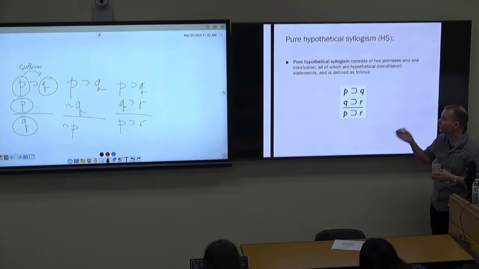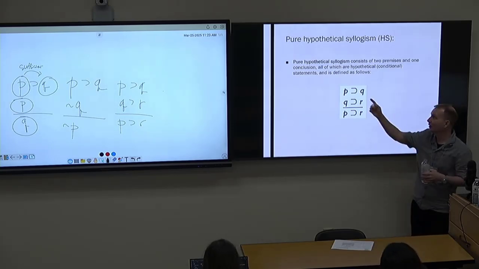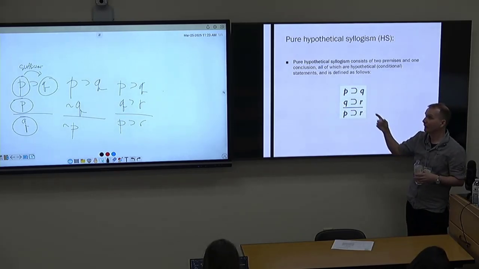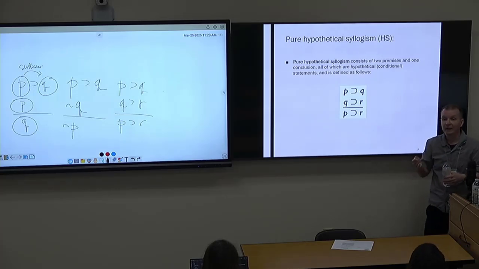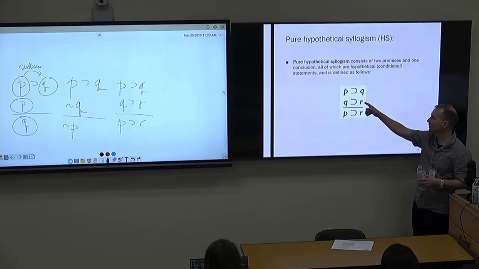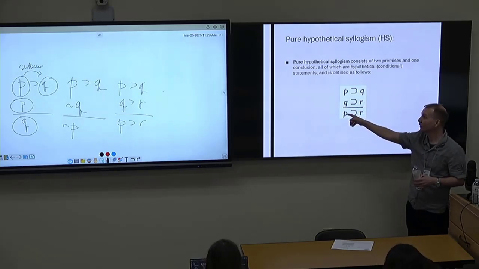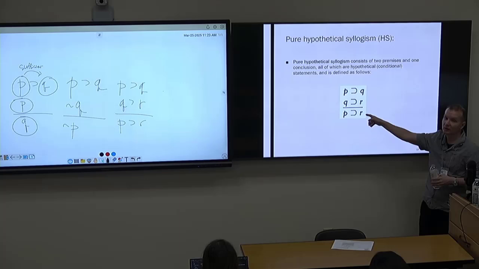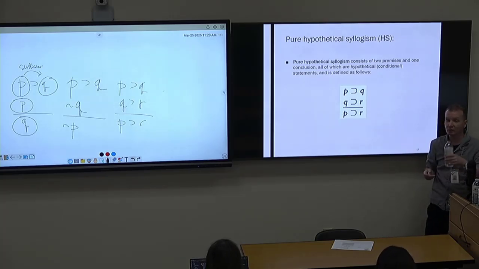You see there's like a little chain being built here. If P then Q, if Q then R. And that by itself means that since this is a sufficient condition for this, and this is a sufficient condition for this, then of course our first antecedent is also a sufficient condition for our second consequent.